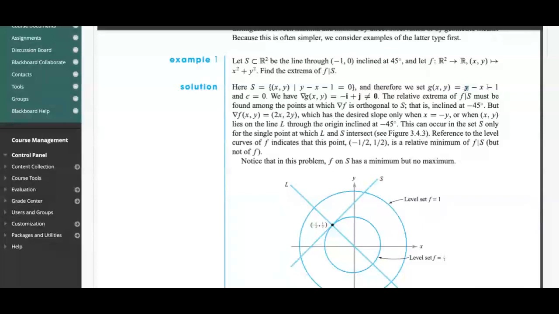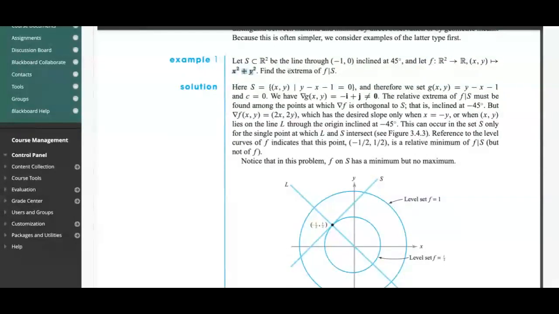Because when we take partial derivatives, this constant -1 doesn't contribute because it becomes 0. So this constant part doesn't really matter. You could see, okay, I want a g of x, y equals y minus x. That's totally fine. Then function f is defined as x squared plus y squared.